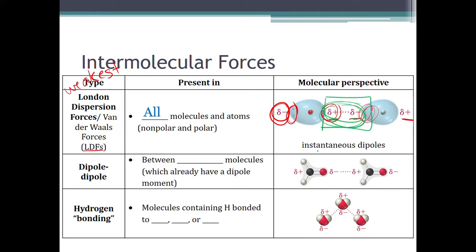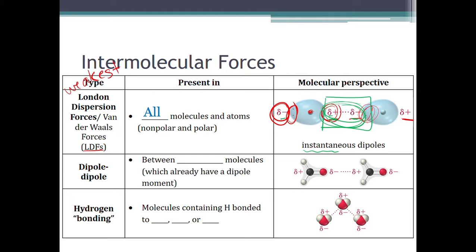It is caused by something called an instantaneous dipole. Remember, a dipole is having a positive end and a negative end. We've seen it in our polar molecules. Well, this can happen in nonpolar molecules. It causes a dipole, a negative end and a positive end, but it only lasts for a very short, very brief moment. And then it's gone. It's instantaneous. So this is a lot weaker than all of our other forces because it's caused entirely by chance.